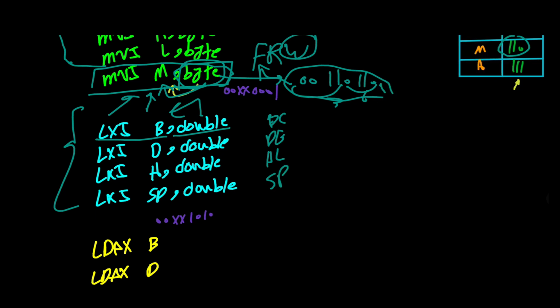Now let me tell you something about this. The opcode is 00XX0001. Why XX? Because we have 4 instructions of this kind, so we only need 2 bits to represent all of these values, and it would be exactly in this order. Using 2 bits, we could say that this would be 00, this would be 01, this would be 10, and this instruction would be 11.